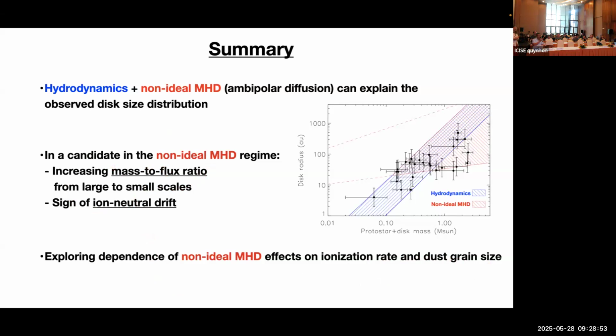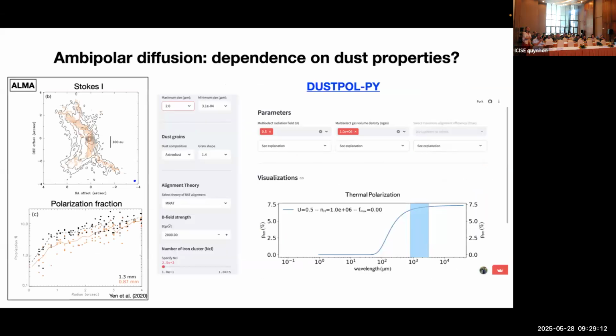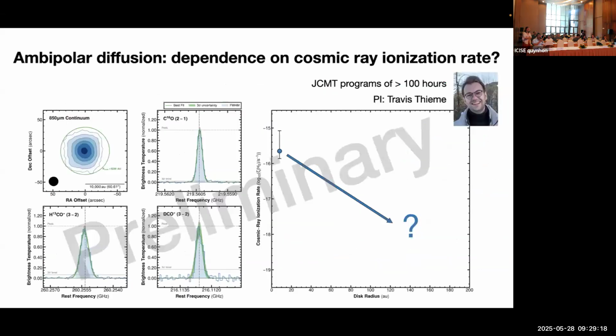I think now, because the effect of non-ideal MHD is very crucial for understanding disk formation, it seems that the cosmic ray ionization is one of the important parameters. And for me, I'm very interested in dust properties. The fact that if the dust grains are small, the diffusivity is higher, so it can help to diffuse magnetic fields.